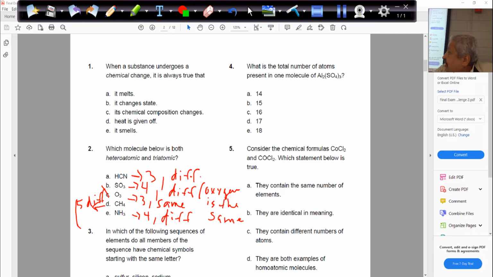Now, when you analyze all these options, you are looking for tri. This is 3, and hetero means different. So which option is 3 and different? A. The answer is A. It's not B. In B, we have all in all 4 atoms. Correct? And different, of course, we have oxygen atom and sulfur atom. But the answer will be A. So the answer is 3 different ones.